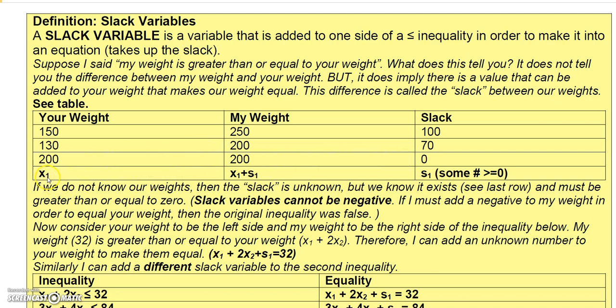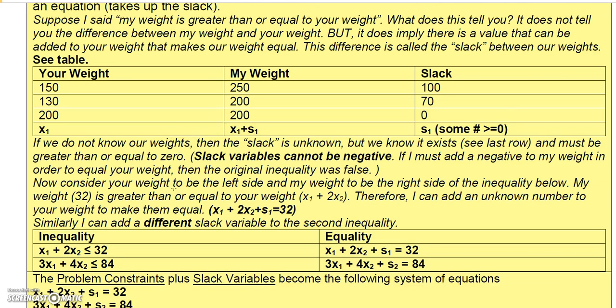So basically, to get your weight to equal my weight, we have to add some value, and we don't know what it is, so we'll just say it's some unknown value, S1, and S1 has to be a non-negative number. So again, up here I gave you some known values, but what if we don't know the values? What if all I know is that your weight is less than or equal to my weight? Then if I add S1 to your weight, that would make it equal my weight.